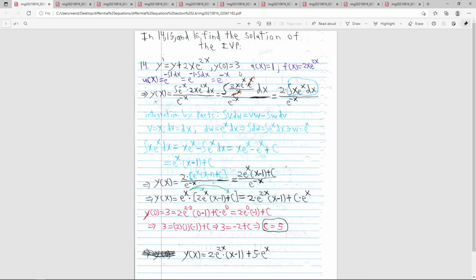So y of 0 is equal to 3, we're given. So that's equal to 2 times e to the 2 times 0 times 0 minus 1 plus c times e to the 0. And e to the 0 is going to be 1, so that's going to simplify those out pretty quickly. So 3 is equal to 2 times 1 times negative 1 plus c. So 3 is equal to negative 2 plus c, so c equals 5, because we add 2 to both sides. So y of x equals 2 times e to the 2x times x minus 1 plus 5 times e to the x, and that's your solution to the initial value problem.